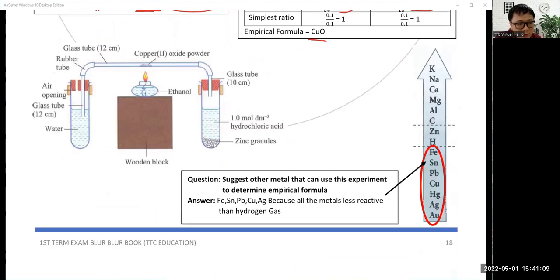Okay, this is another experiment which is very similar, but you see here, this is hydrochloric acid, and this is zinc. These two react and hydrogen gas comes out. Then this hydrogen gas will pass through here and react with the copper(II) oxide. It's actually exactly the same experiment, just a more simplified version.